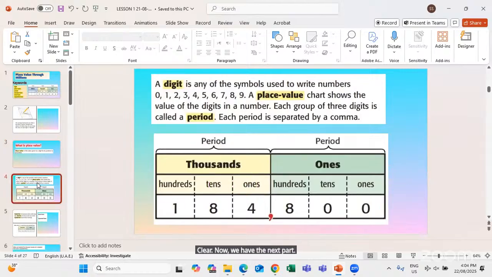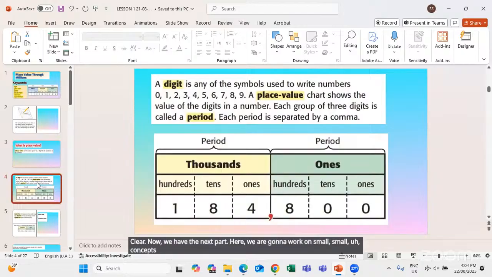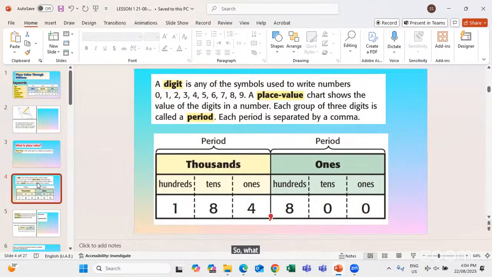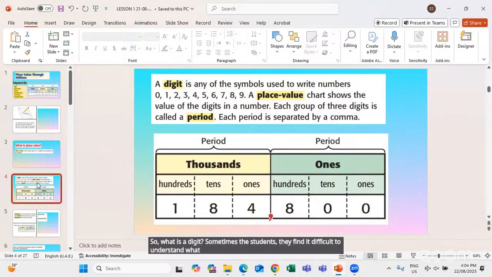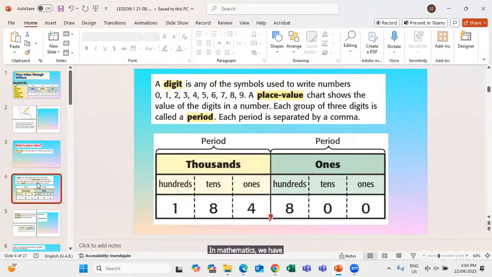Here we are going to work on small concepts like what is a digit. Although you all know, it's good to go over these small concepts. So what is a digit? Sometimes the students find it difficult to understand what is a digit and what is a number. In mathematics, we have these 10 digits which are from 0 to 9.